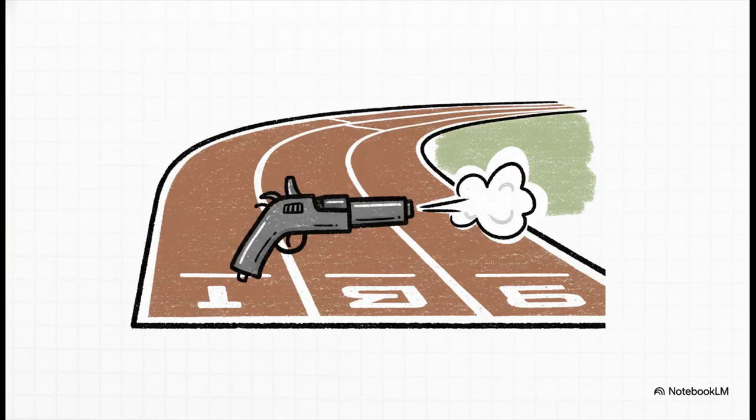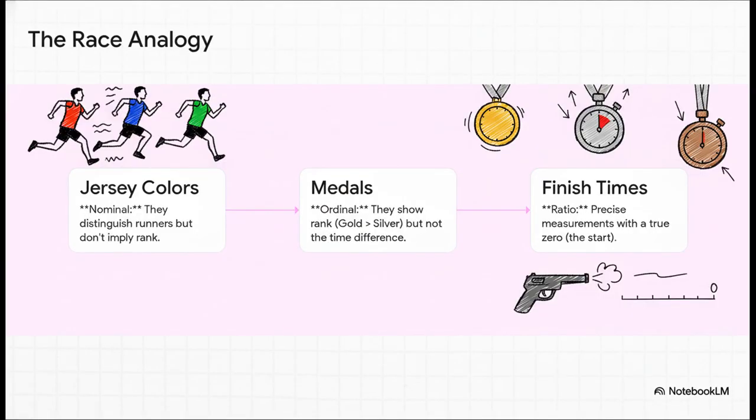I know, that was a whole bunch of definitions. So let's make sure this all sticks with a really simple analogy. Just imagine you're at the finish line of a big race. This really just nails the difference, doesn't it? The colors of the runners' jerseys, red, blue, green, that's your nominal data. They're just labels to tell the runners apart.